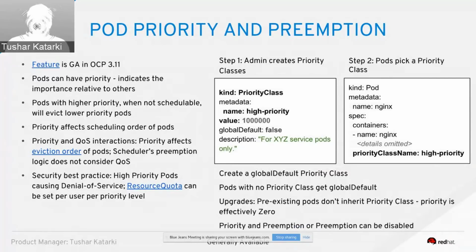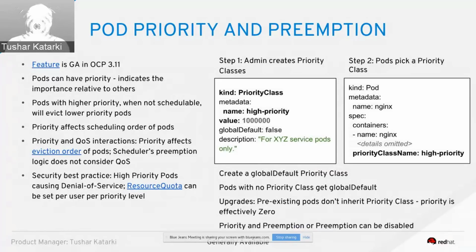In this case, they picked a high priority class, and then the scheduler is going to respect that. Also, when it comes to eviction, that's the priority that's going to be used for the eviction order. Some of the best practices here are for the admin to create a global default priority class. Apart from creating priority classes by name, the default priority class is what a pod will get if it has not picked a priority class in the definition.